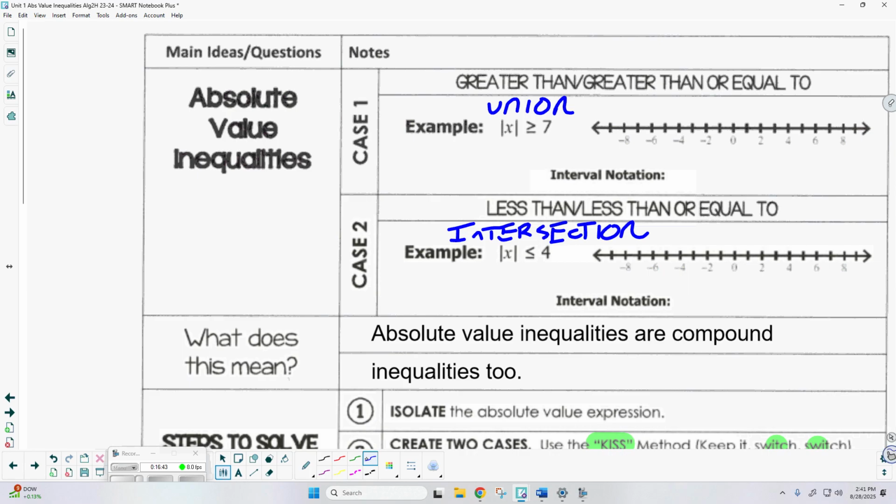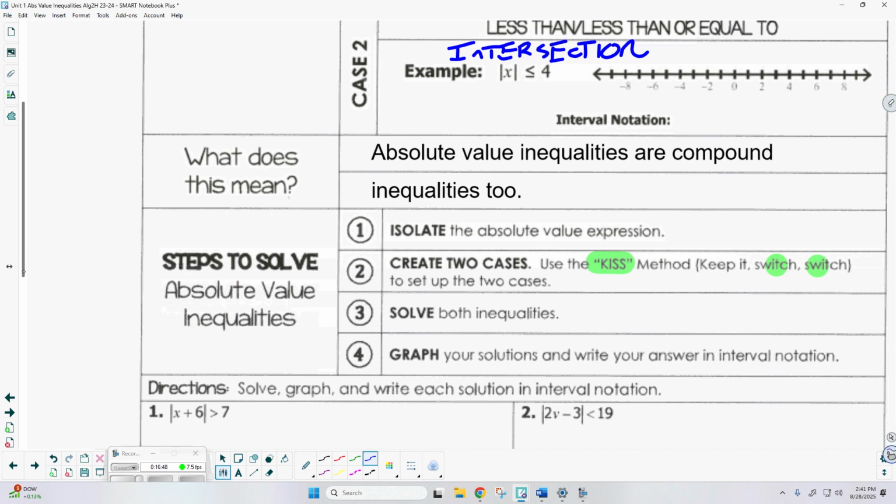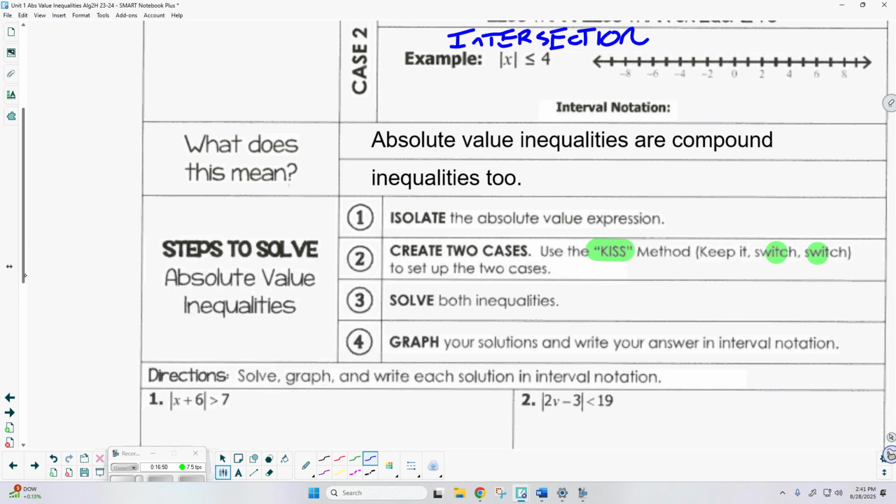Now, here's how we're going to do this. In order to help you with these, I'm going to tell you what this acronym stands for. So just like before, we're going to isolate the absolute value expression. Now we're going to create two cases using the KISS method. So we're going to keep it, switch, K-I-S-S. That's how we're going to solve an absolute value inequality. I'll show you what that means in just a moment. Then we solve the inequalities, we graph our solutions, and we write the answers in interval notation. Okay, so let's take a look.